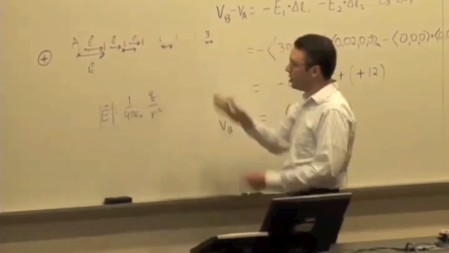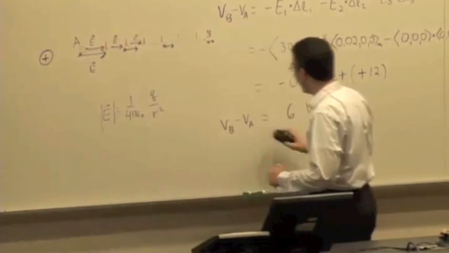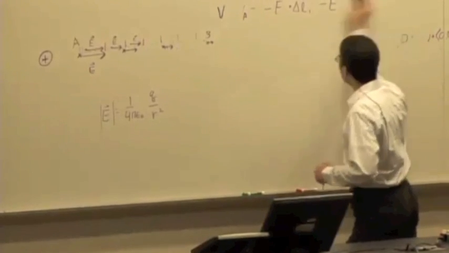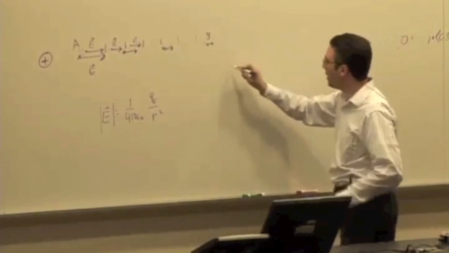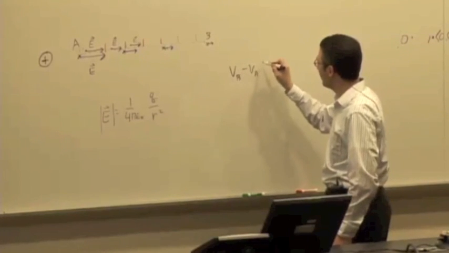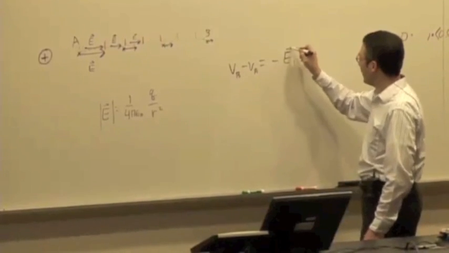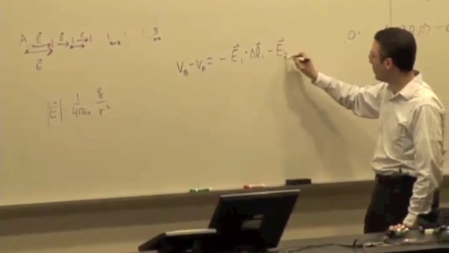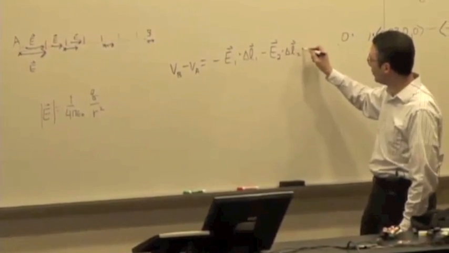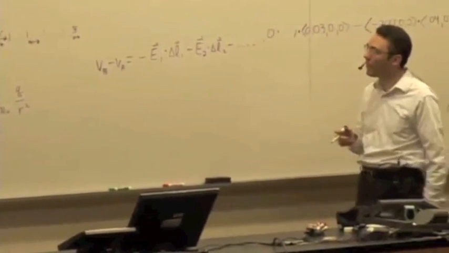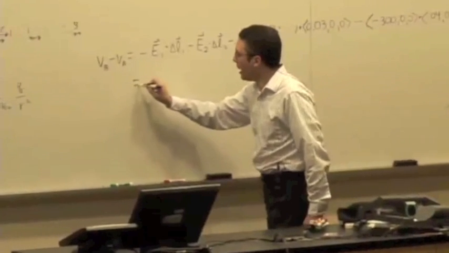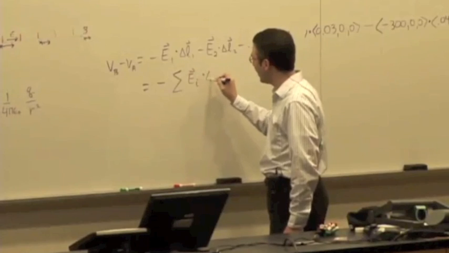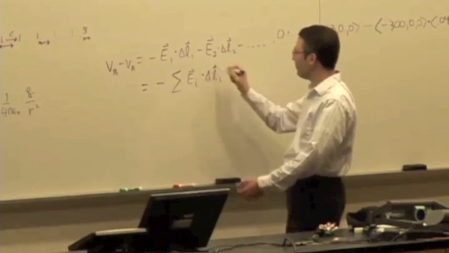So if I'm breaking it up into little pieces, I can do exactly what we did before and say that VB minus VA is going to be negative E1 dot delta L1, minus E2 dot delta L2, minus however many pieces of the path we have. So in other words, we're summing up negative E sub i dot delta L sub i, where i is the counter that goes from one to the next.